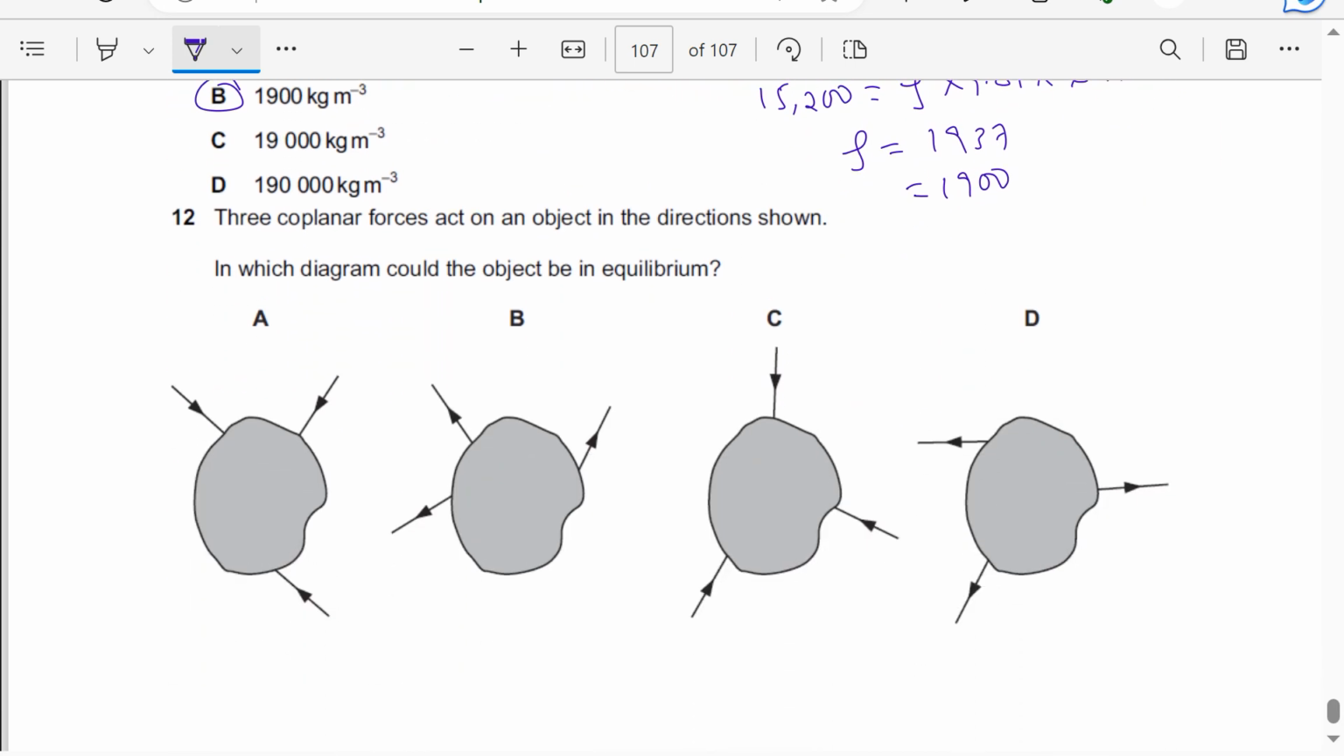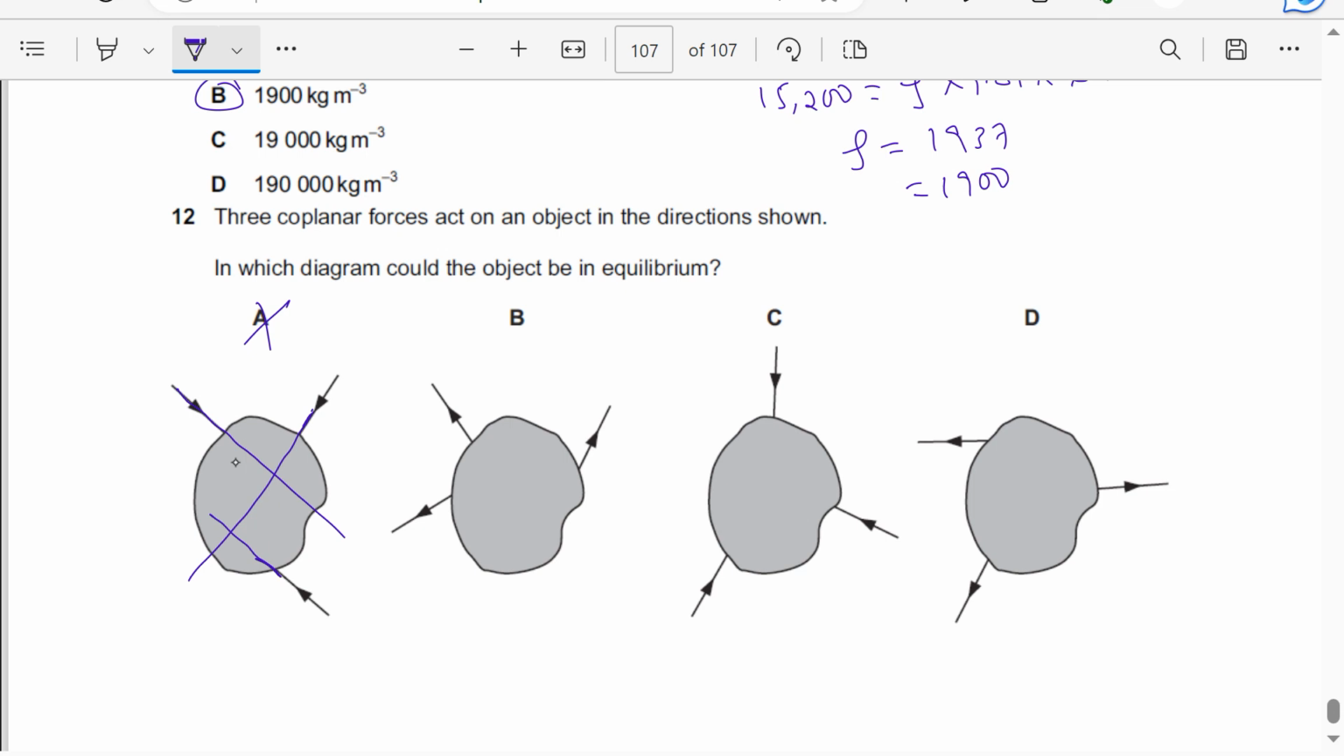Last but not least, three coplanar forces act on an object in the directions shown. In which diagram could the object be in equilibrium? We can check if, when we prolong these vectors, they meet at the same point, then there is a possibility of them forming a closed triangle. If I prolong this one downwards, and this one, and this one, there's no way of these vectors meeting at the same point, so they can't form a closed triangle. Let's check these three.